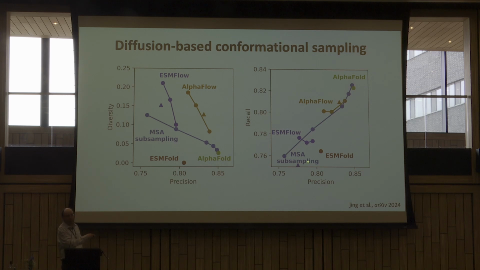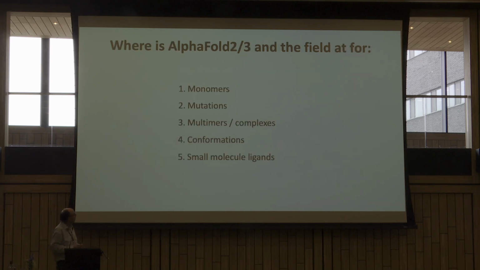And this is a very simple approach, where you can trade off precision for recall. AlphaFold, the one I just showed, has pretty decent recall, but it's not meaningfully better than just MSA subsampling. So it still remains a challenge to really recover beyond what's seen by AlphaFold itself just by subsampling its MSA.